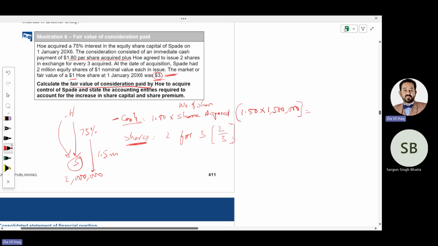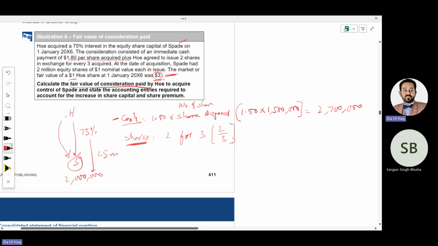Now we need to calculate how much amount the shares we have given to them. The cash we have given to them, number of shares we acquired, 1.5 million. What was the price? 1.80. Whose shares? Subsidiary company shares. Can you calculate this amount? 1.80 into 1.5 million. This will be 2.7 million.